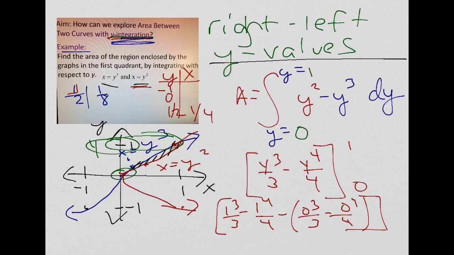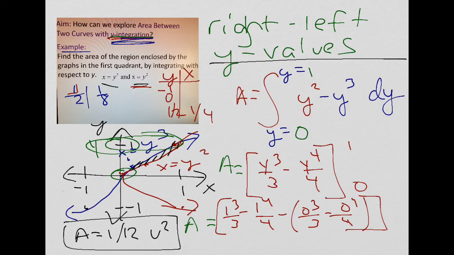Okay, and I ran out of space, of course, so this turns out to be 1/3 minus 1/4, so this is 1/12. Okay, so the area is 1/12. And you can write square units if you'd like. Okay, I boxed it over there. So make sure you get that answer, and make sure you ask me if you have any questions, okay?